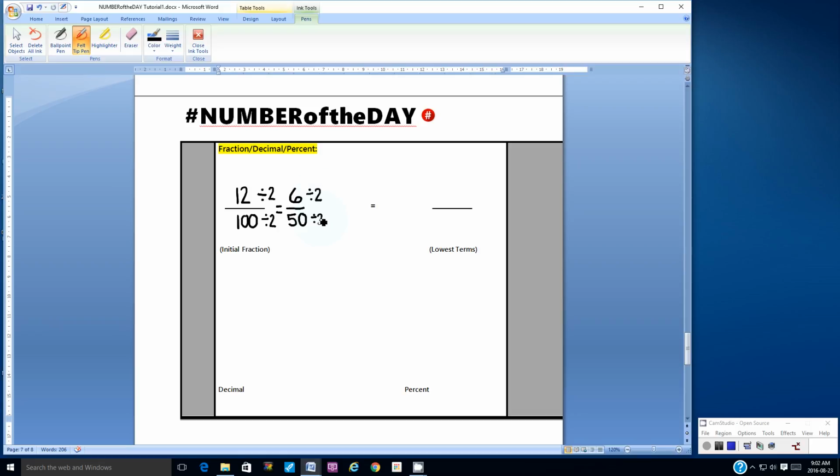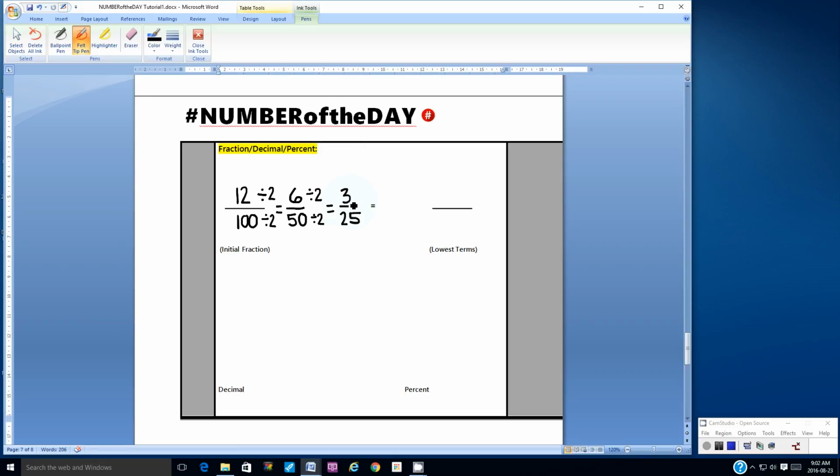So let's show our work again. We're going to divide by 2 again. So let's divide the numerator. 6 divided by 2 is 3. And 50 divided by 2 is 25. So if we look at this newly created fraction, 3 over 25, is that in its lowest terms?